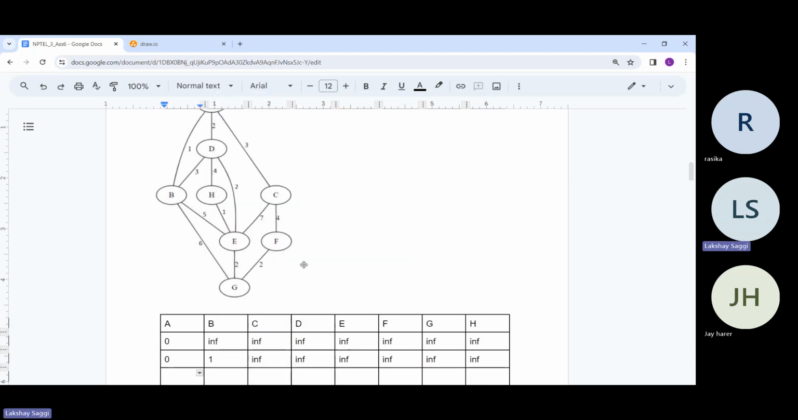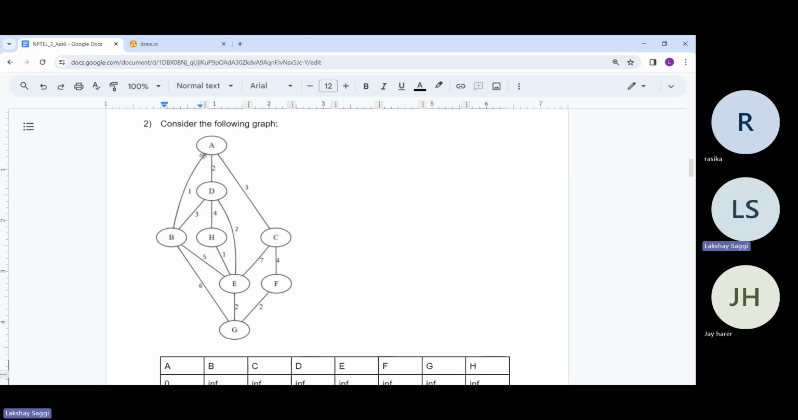And now we have visited both A and B, and now we look to see which vertex is nearest to these. So what can be seen here is that the vertex D has a distance of 2 from A, and from this vertex B, which was already at a distance of 1, this D is now at a distance of 3 from B.